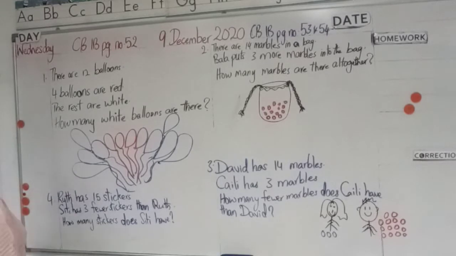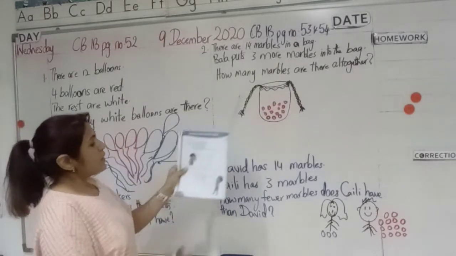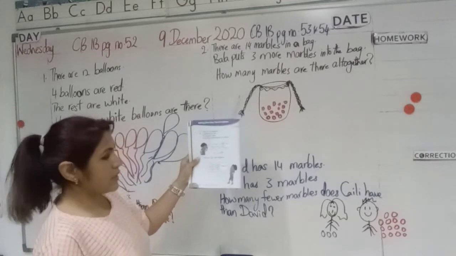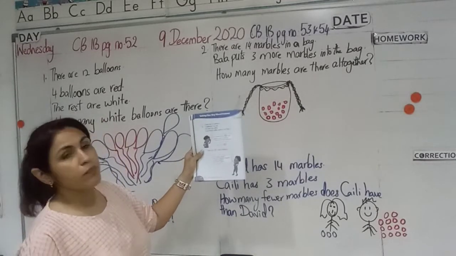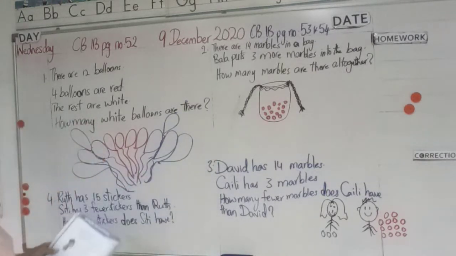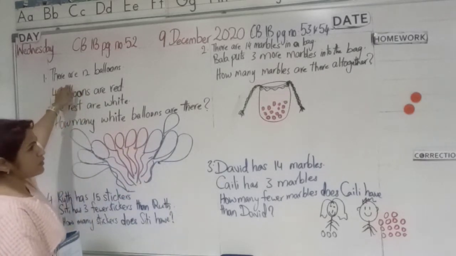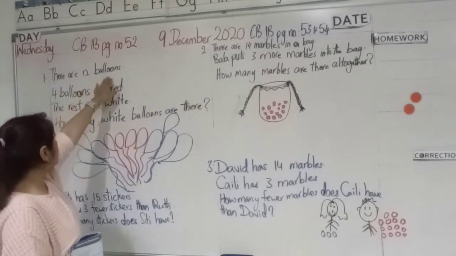Now, for number 1, there is a picture of David, as you can see in your book. David is thinking. What is he thinking? After reading the problem, he's thinking. Let's read the problem. There are 12 balloons. Please read along in your book.